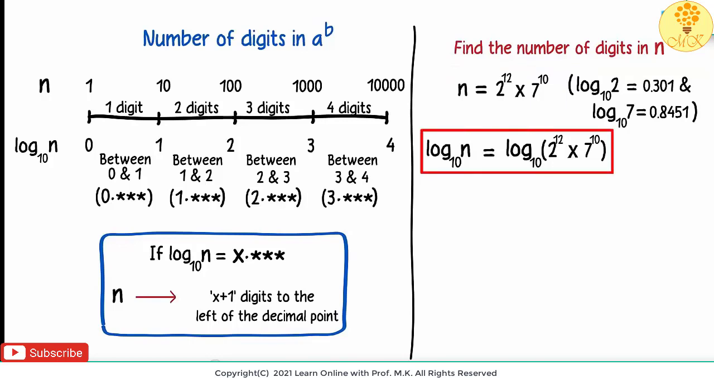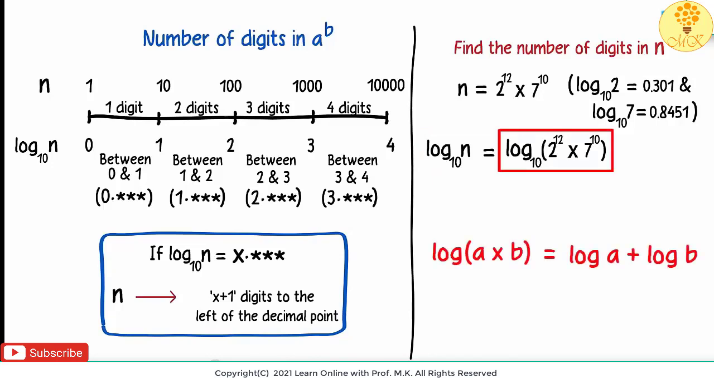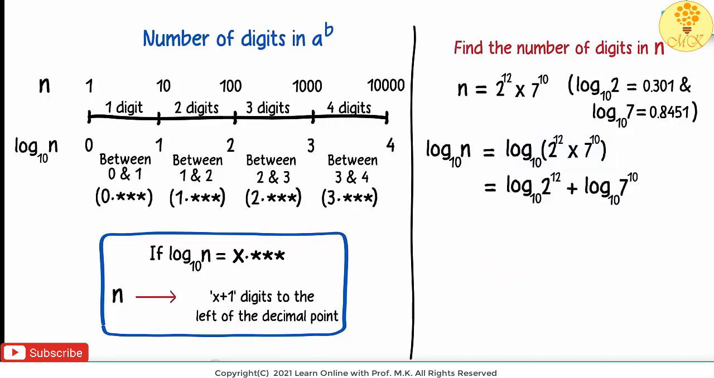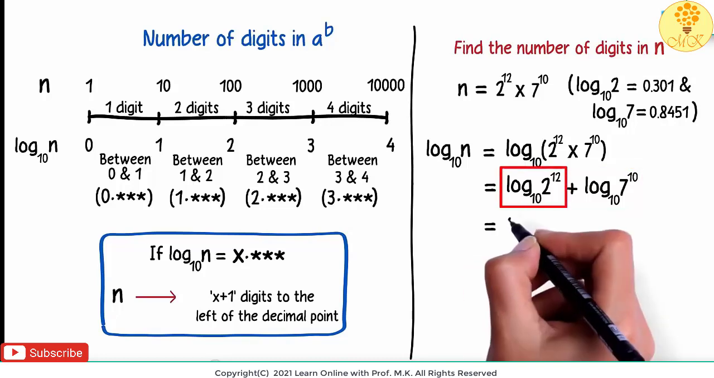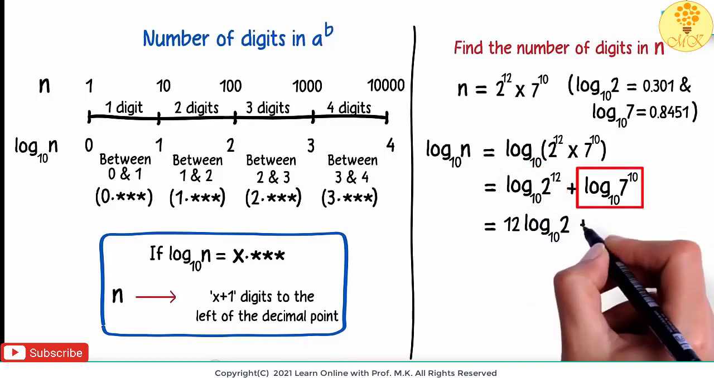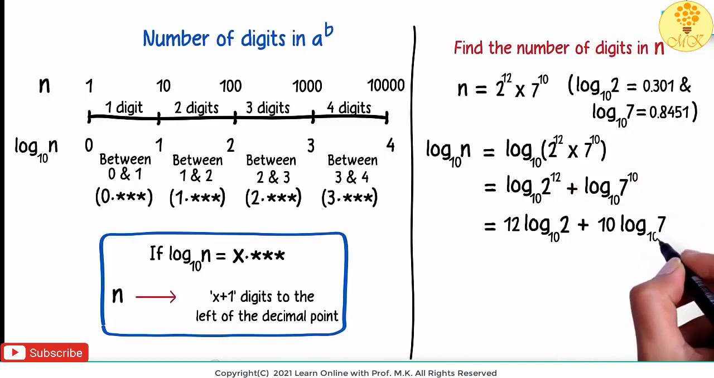We can use the logarithmic addition identity to simplify this a bit. Log of a times b is equal to log of a plus log of b. Applying the identity, the right hand side can be written like this. Can we simplify this further? Yes, we can use the multiplication by a constant identity. Log of a to the power n is equal to n times log a. Applying it to the first term, we get 12 times log 2 to the base 10. And applying it to the second one, we get 10 times log 7 to the base 10.